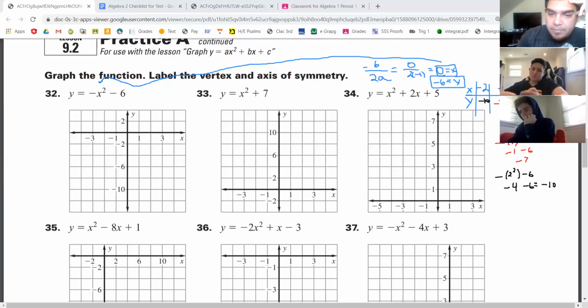So 0, -6 is right here. We got 1, -7. So it looks like the difference is 2. So we're going to go here and here. And then 2, -10. So that's here and here. Let's make our U shape.